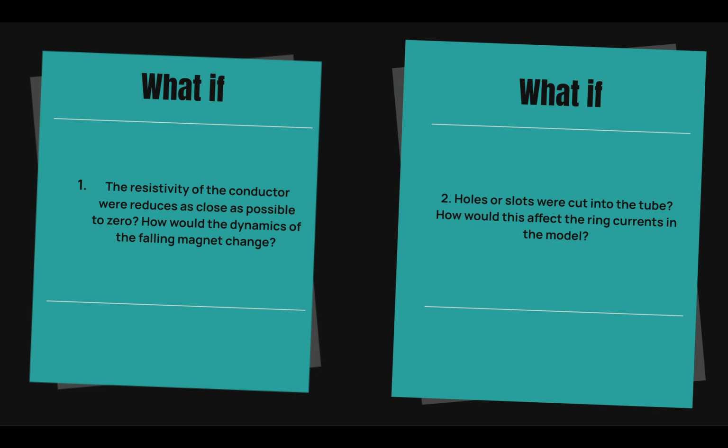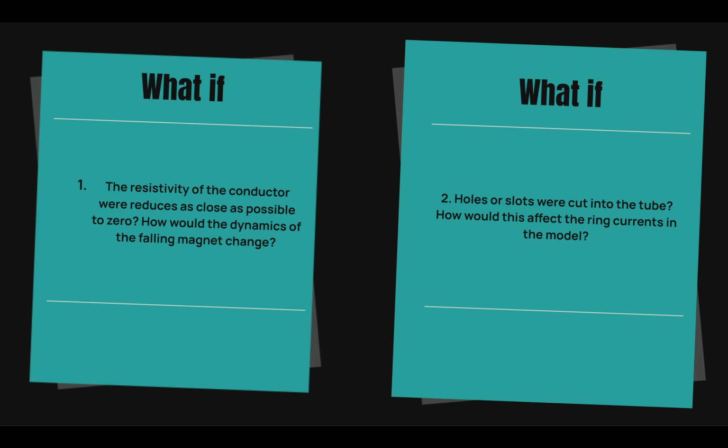What if the resistivity of the conductor were reduced as close as possible to 0? How would the dynamics of the falling magnet change? With the resistivity as close to 0, the induced current would be very much higher since there's no resistance, and this could slow down the magnet even more or even make it stop.